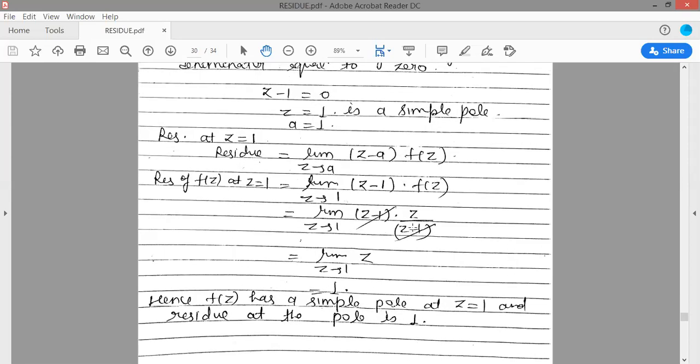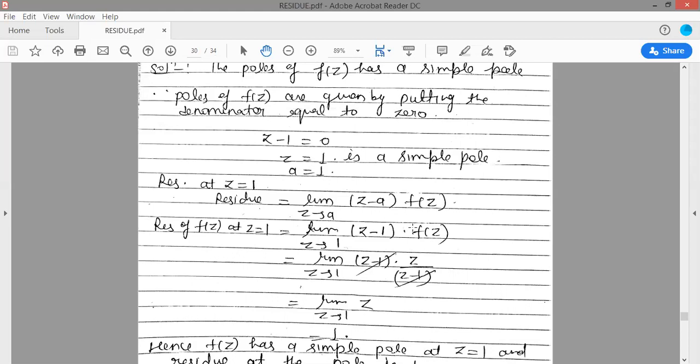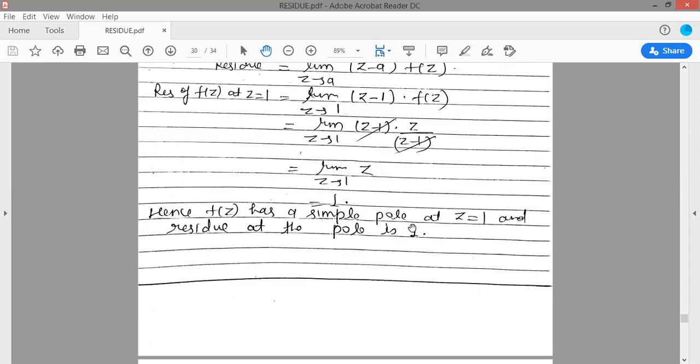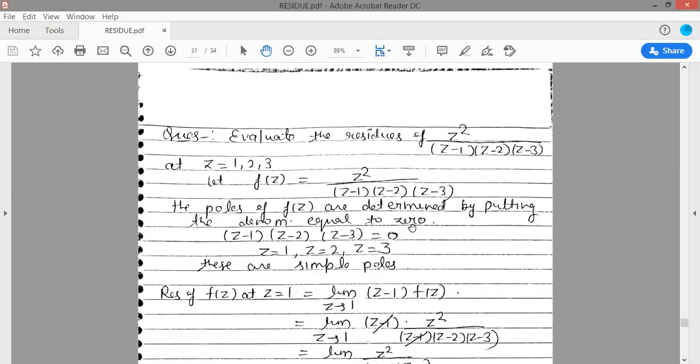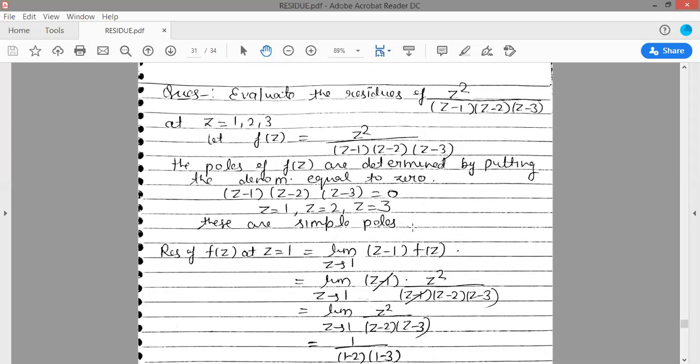There is another example, but we need to learn only one thing: if we have a simple pole, we always find the residue by using this method. Now there is another example here. Evaluate the residue of z square upon (z minus 1)(z minus 2)(z minus 3) at z equal to 1, 2, 3.